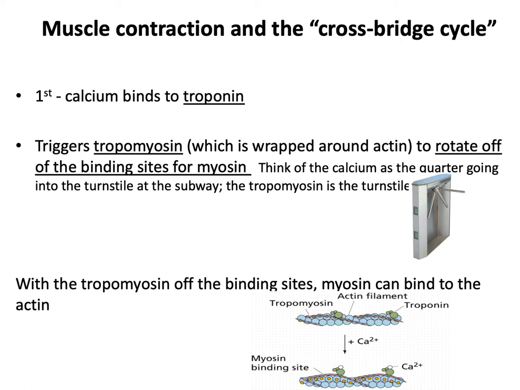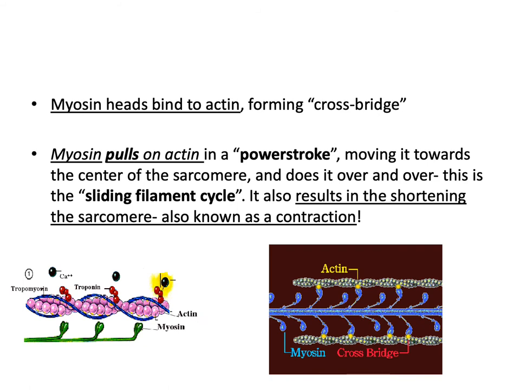So, first, the calcium binds to the troponin. When stuff binds to stuff, they change shape. So the tropomyosin moves off of the binding sites on the actin so that myosin can now grab a hold of the actin and pull on the actin towards the middle. When that myosin binds to the actin, that has a name. It's called cross-bridging. I don't know why. It just does. So when the myosin is linked up to the actin, it's got a fancy name called a cross-bridge. And then when the myosin pulls on the actin towards the middle of the sarcomere, that's called a power stroke. It's going to do it over and over and over again until you're done contracting.